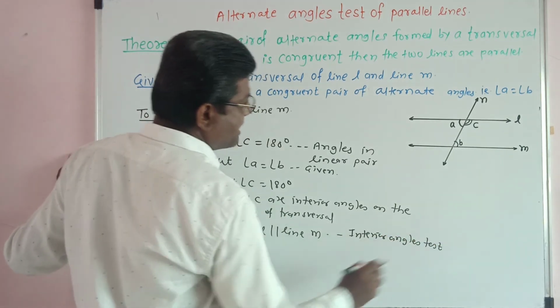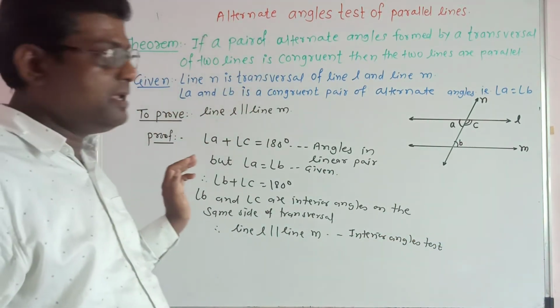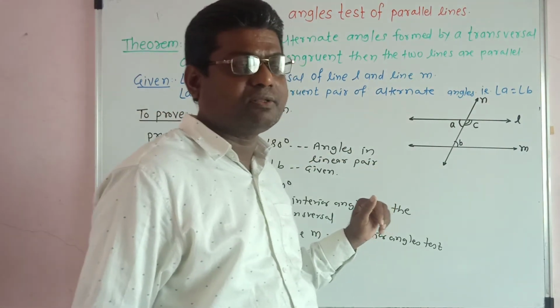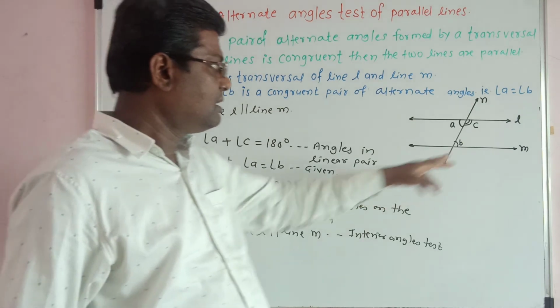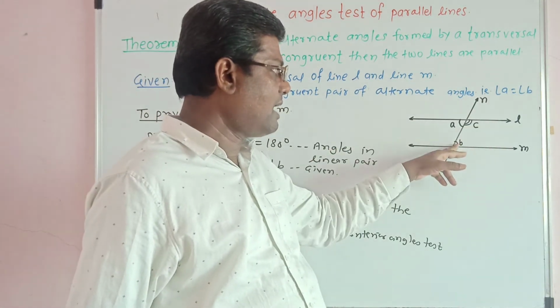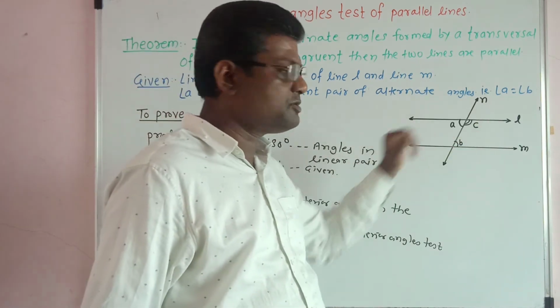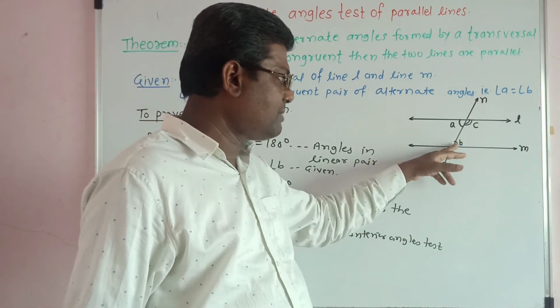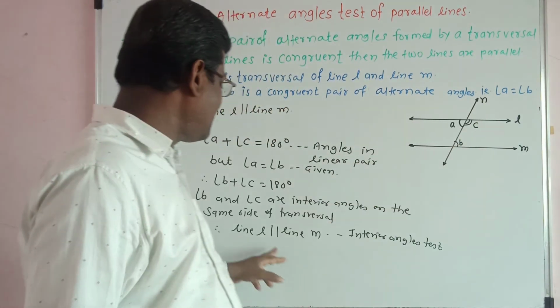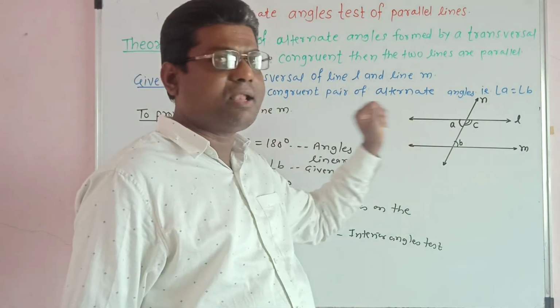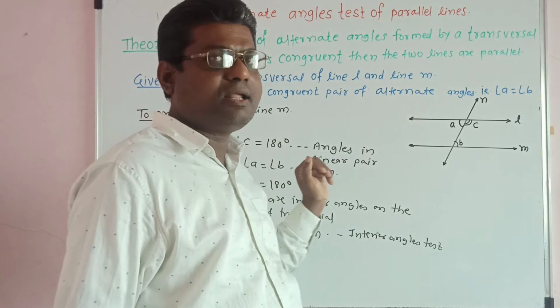Interior angles test: when the interior angles on the same side of a transversal are supplementary, the given lines are parallel. Angle B and angle C are interior angles on the same side of transversal N, and here the sum of angle B plus angle C is 180 degrees. Therefore, line L is parallel to line M. This is due to the interior angles test.